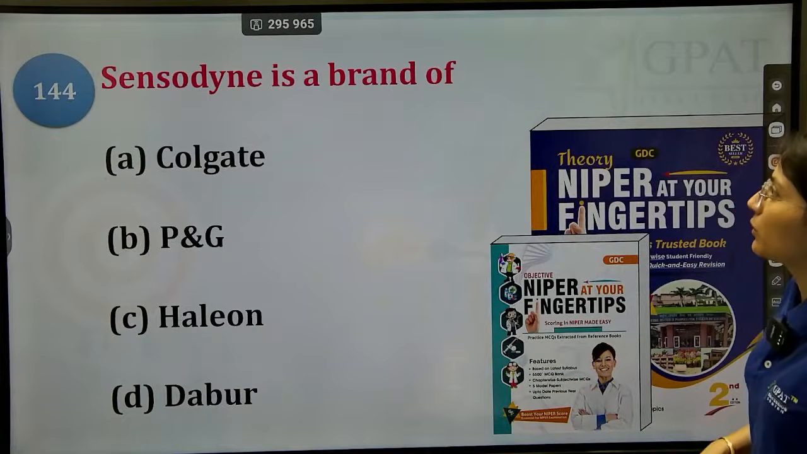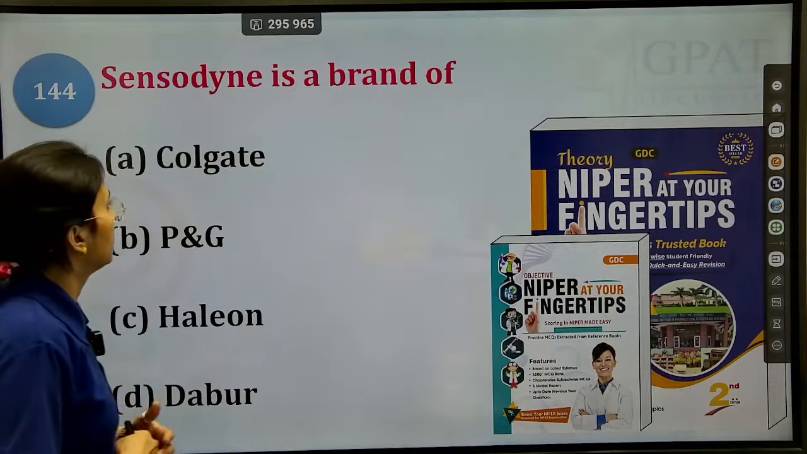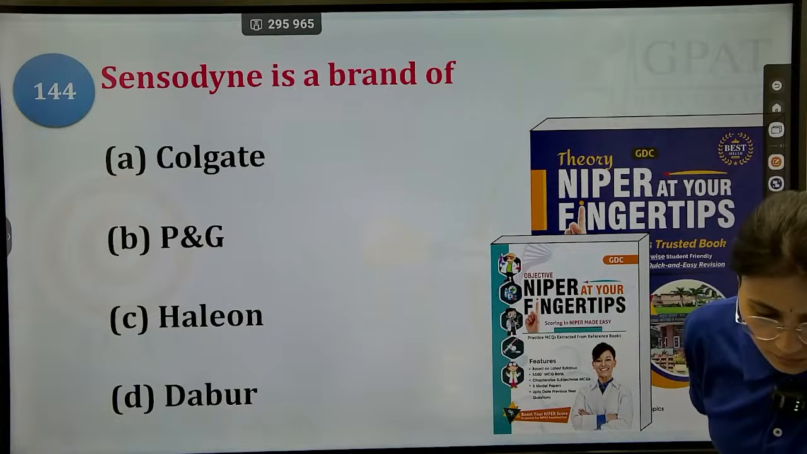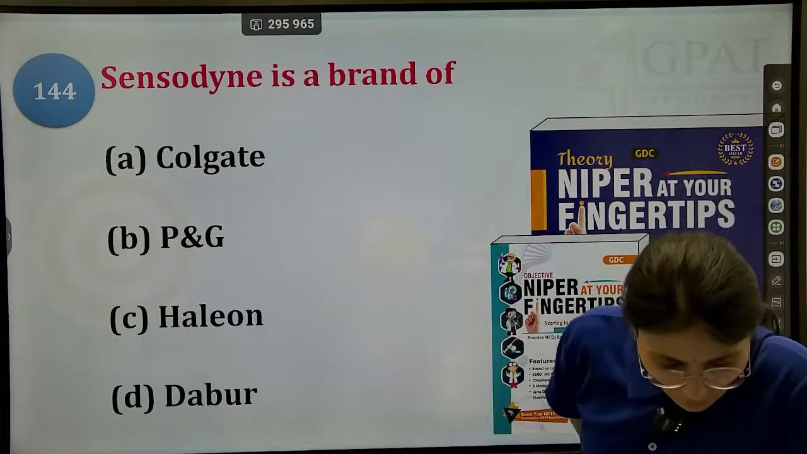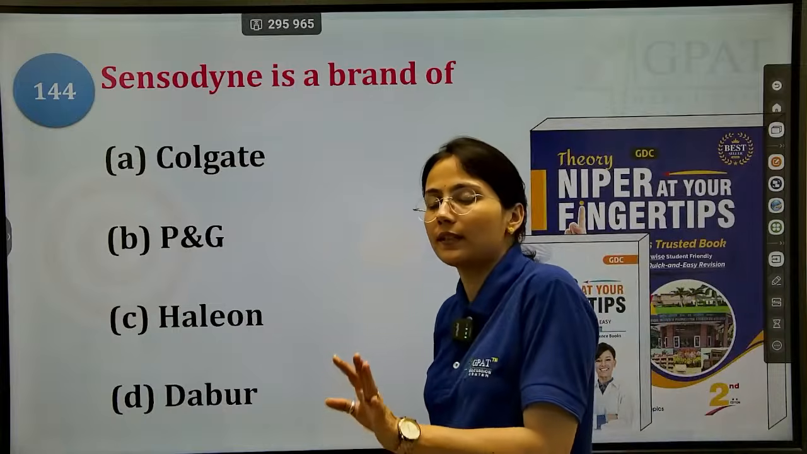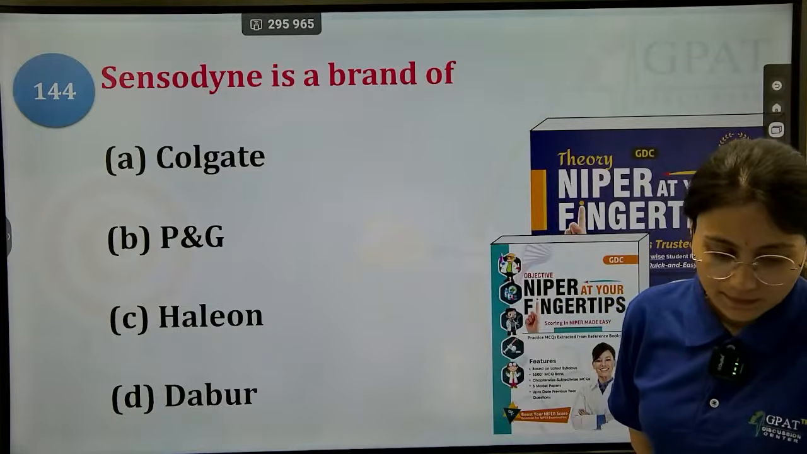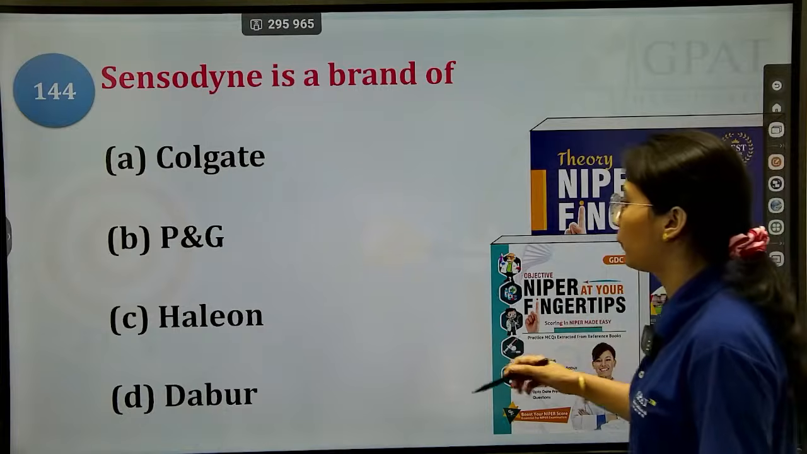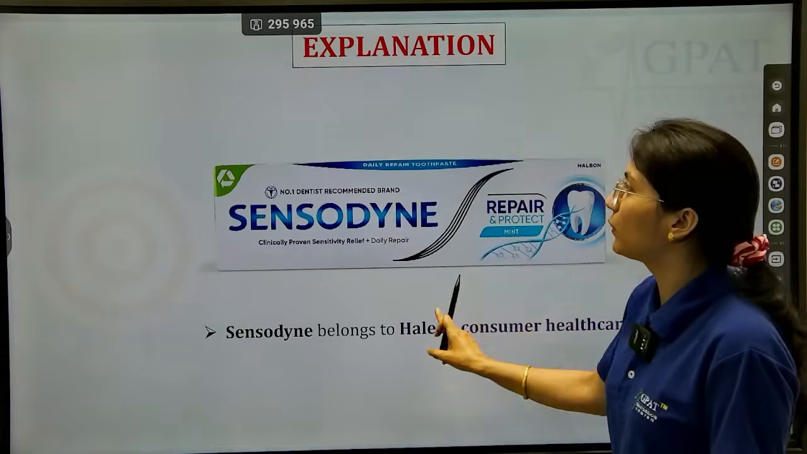Sensodyne is a brand of Colgate, P&G, Haleon, or Dabur? Wow, very good, Ishu. Okay, now the question is Sensodyne is a brand of Colgate, P&G, Haleon, Dabur. So Sensodyne is a brand of C. Yes, Haleon. Very good. Option C is correct. That is Haleon. Now move to the next question.